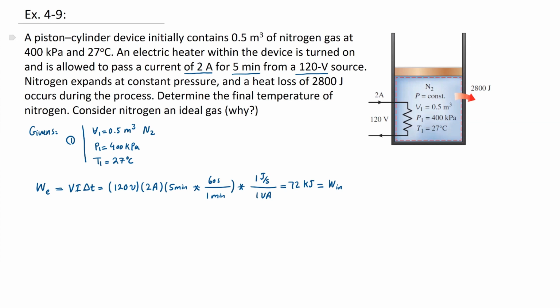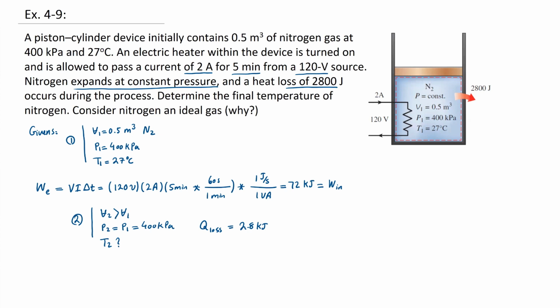Moving on, nitrogen expands at constant pressure. So for state 2, I know that V2 is larger than V1 as it expands. P2 is equal to P1, and P1 is given in the problem statement, 400 kilopascal. And we have a heat loss of 2800 joule or 2.8 kilojoule. Heat loss is 2.8 kilojoule. Determine the final temperature T2 of nitrogen.